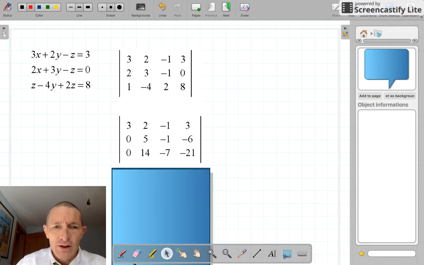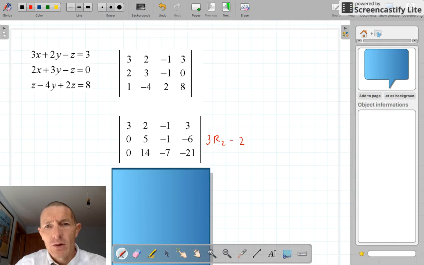And how I've got a 0 for x is simply by doing 3 lots of row 2 and then taking away 2 lots of row 1. So how did I do that? I times that by 3 and took away 2 lots of that. So 6 take away 6, 0. 9 take away 4, 5. Minus 3 take away minus 2, and so it's going to give you a plus, so I'm going to have plus 1. And then 0 take away 2 lots of that is minus 6.